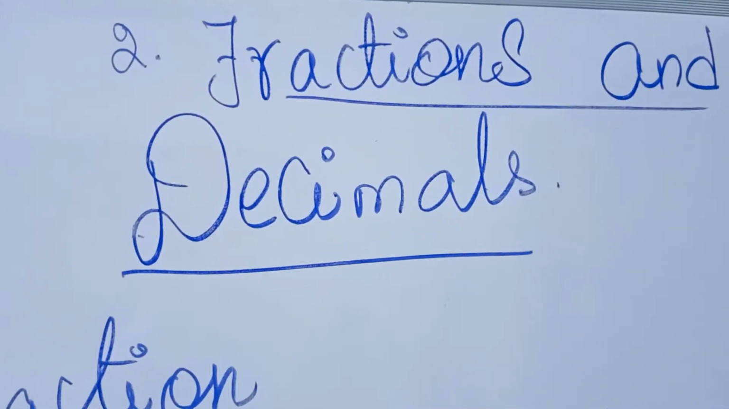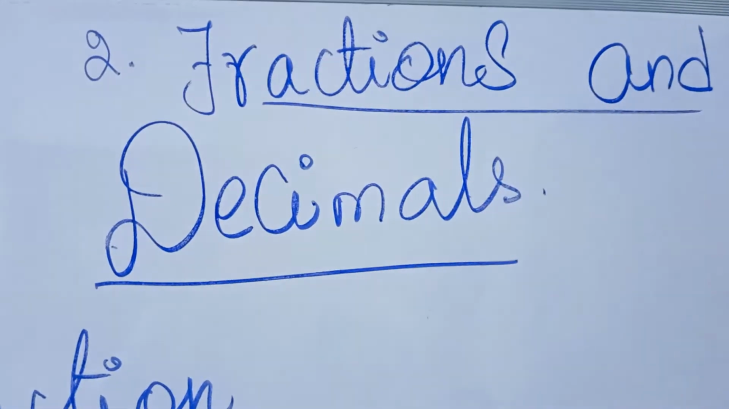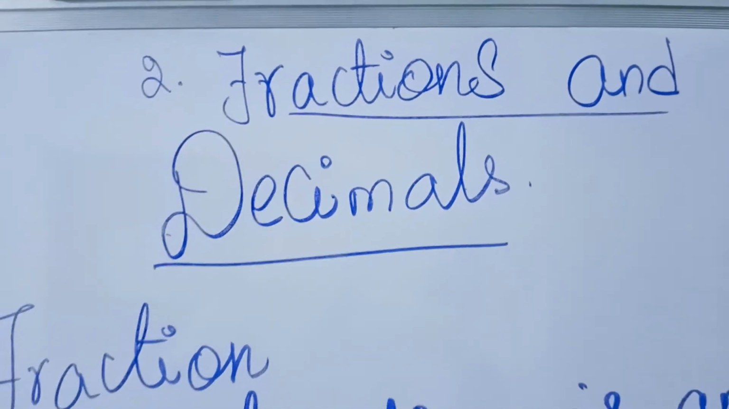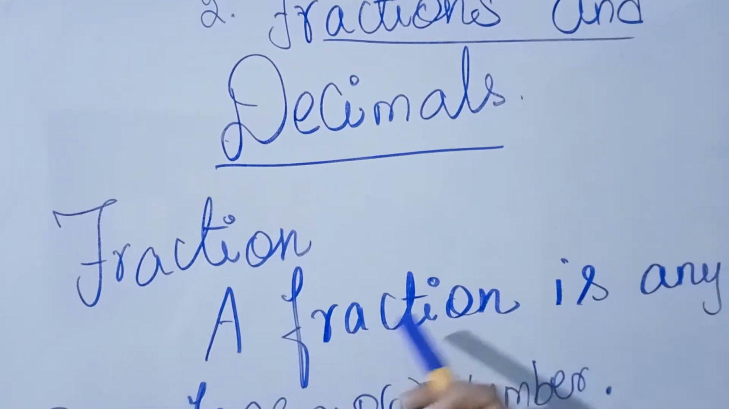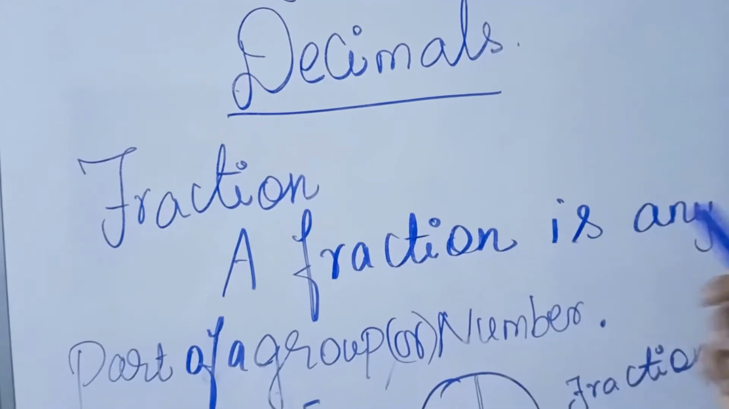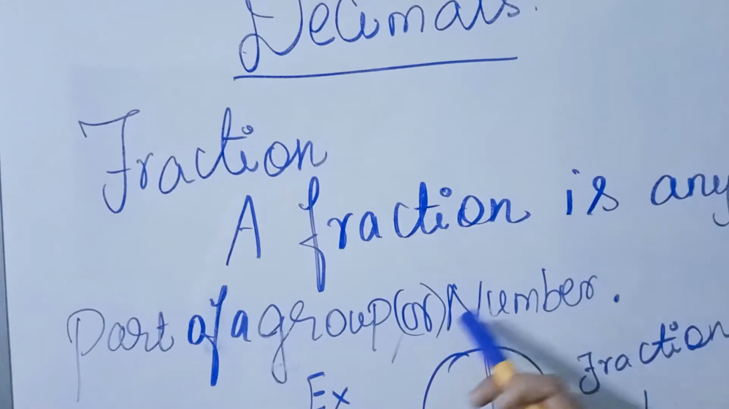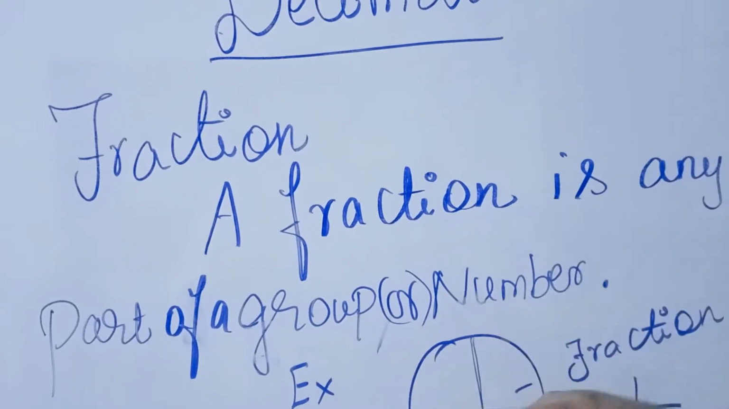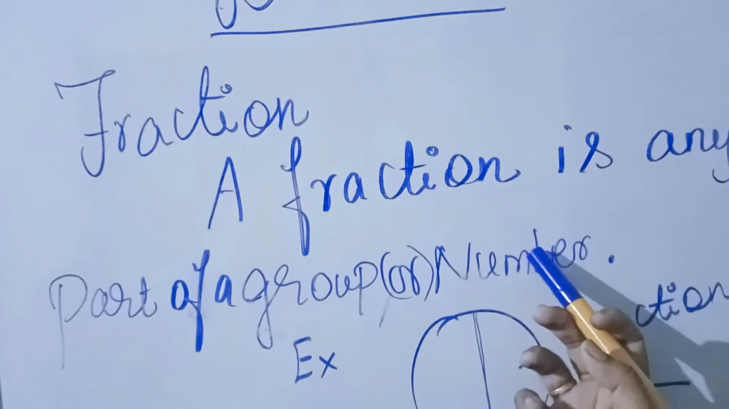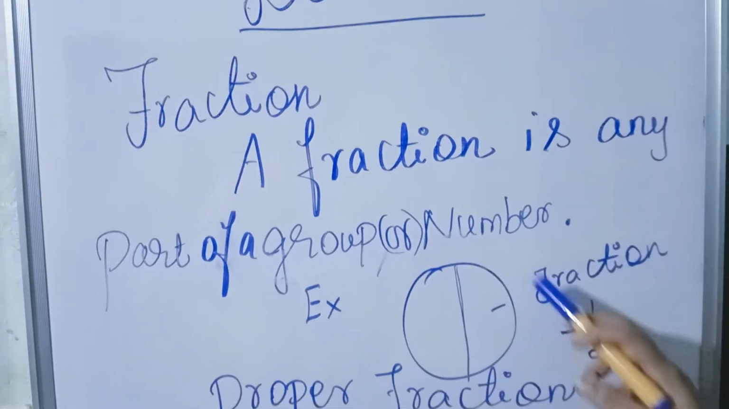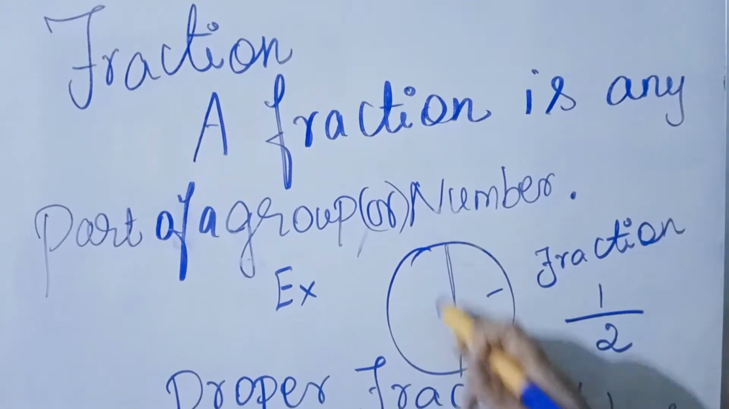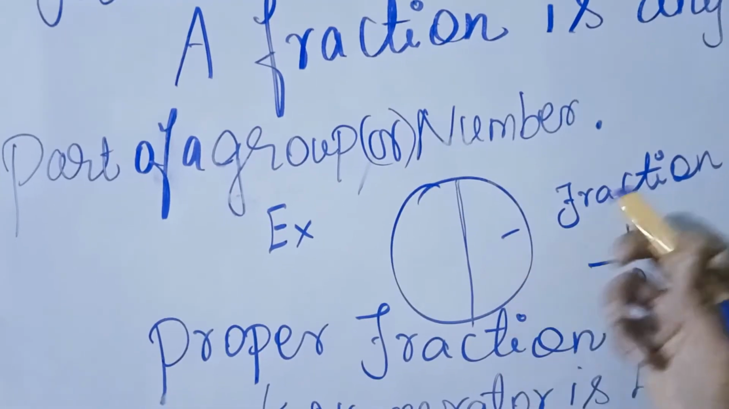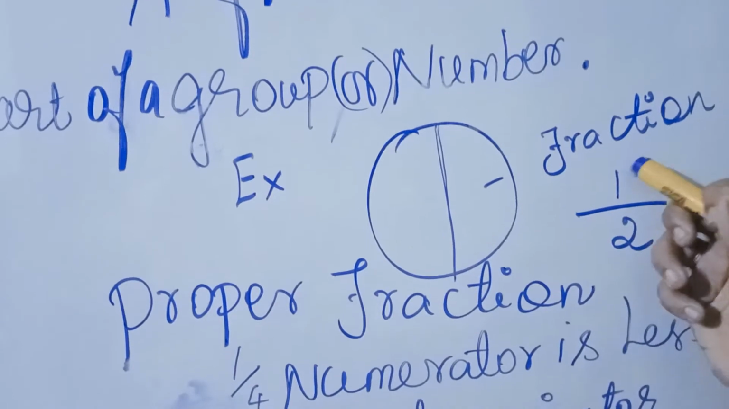Okay, Chapter 2, Fractions and Decimals. Before that you have to remember what a fraction is. A fraction is any part of a group or number. That means, for example, suppose you are going to divide a circle. This half part is called a fraction, which we can write as 1 by 2.